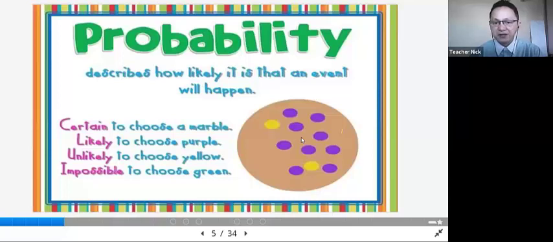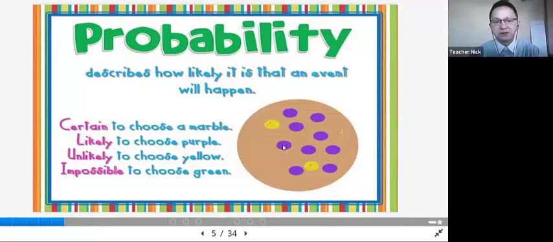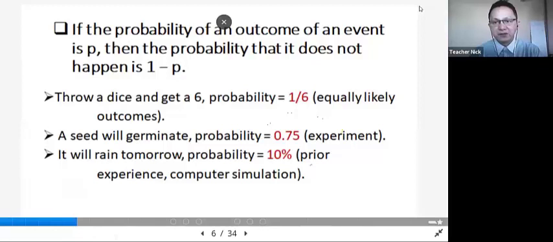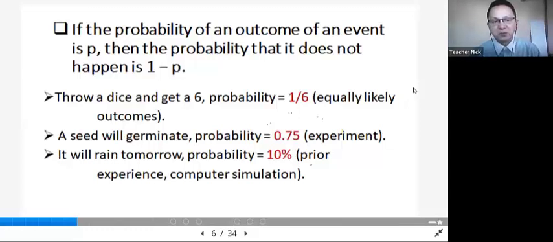But how many yellow are there? 2. Only 2. When you say it's impossible to choose green, why is that? Because there's no green, so it's impossible. Now, if the probability of an outcome of an event is P, then the probability that it does not happen is 1 minus P. So 1 minus P can be expressed as a fraction, decimal, or percentage, right?